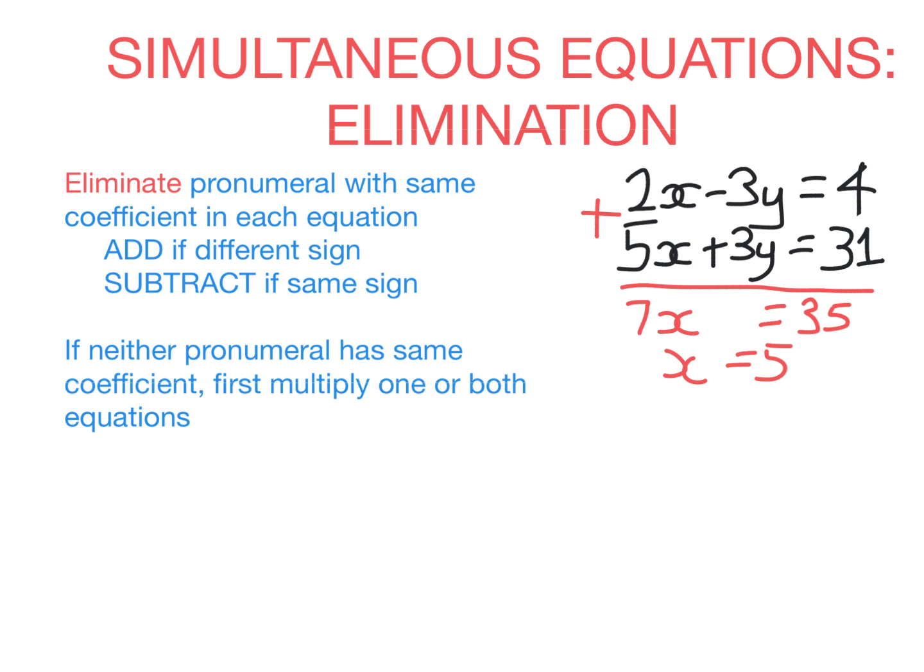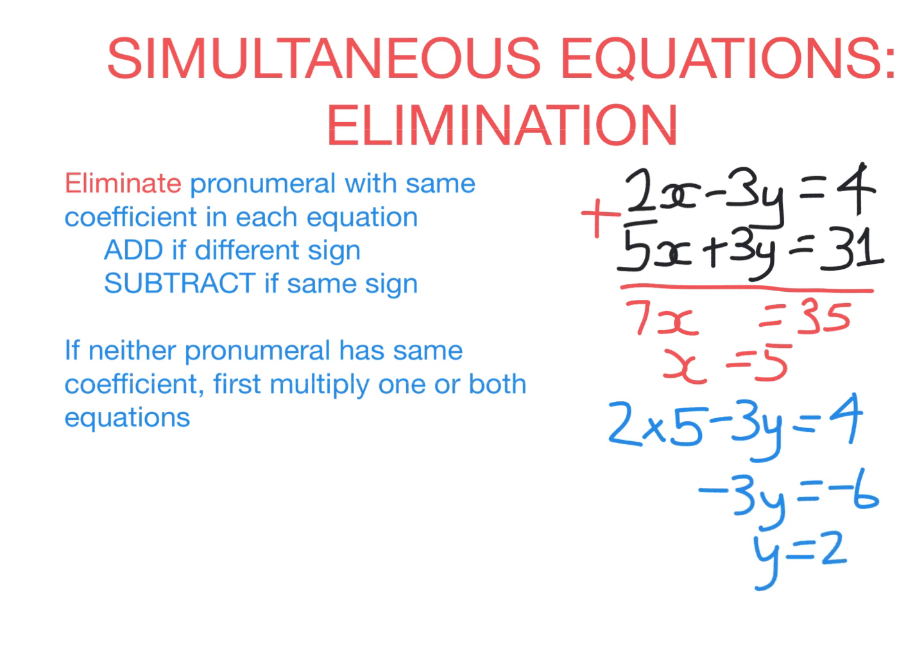Now, we are not done. We found x, but we need to find y. To find y, we substitute this into either equation. It doesn't matter which one. I'm just going to substitute this back into the top equation. So 2 times x minus 3 times y is equal to 4. Subtract 10 from both sides. Divide by negative 3, y equals 2. So the solution to these equations is x equals 5, y equals 2.